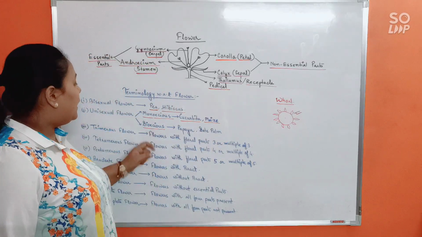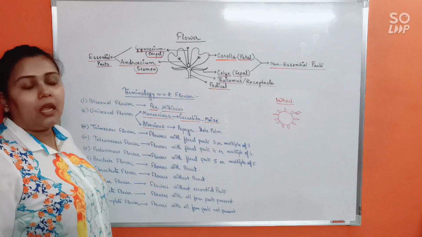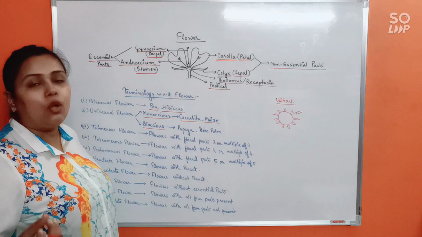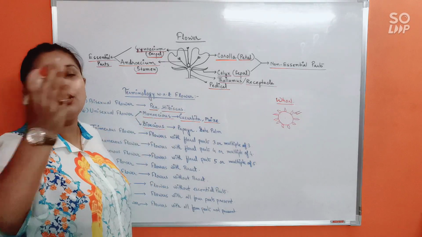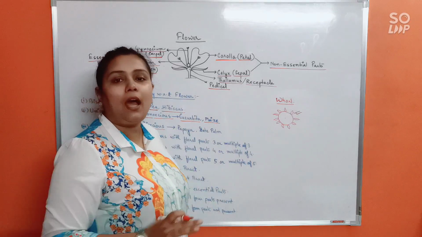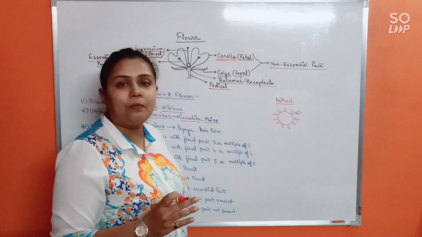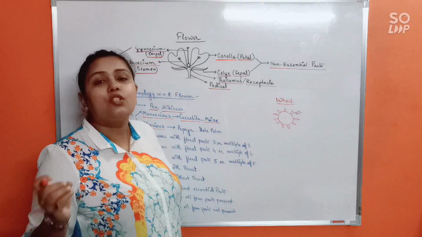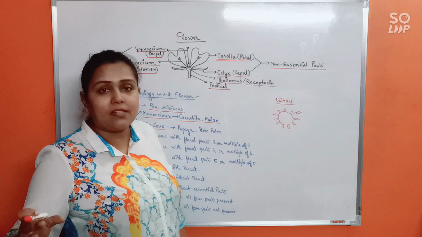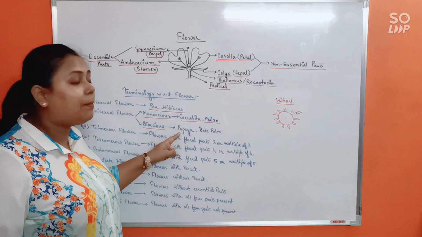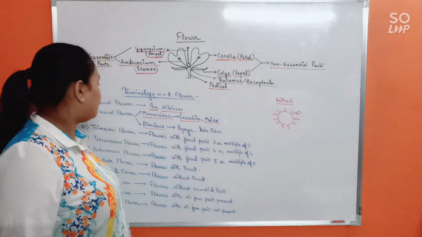Next condition being dioecious. Dioecious means the male flowers and the female flowers will be borne in two different or separate plant bodies. So that means one plant body will be bearing only male flowers, so it's the male plant. And another plant body will be bearing only the female flowers, so that would become the female plant. Understood? So that is known as dioecious condition. Examples are papaya, date palm.